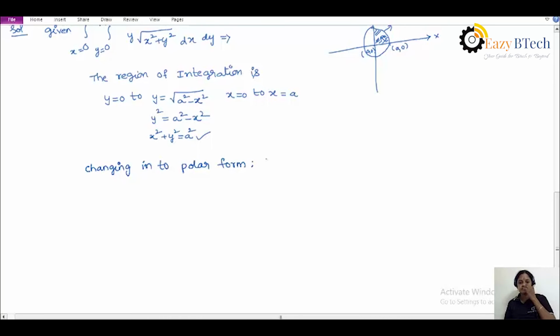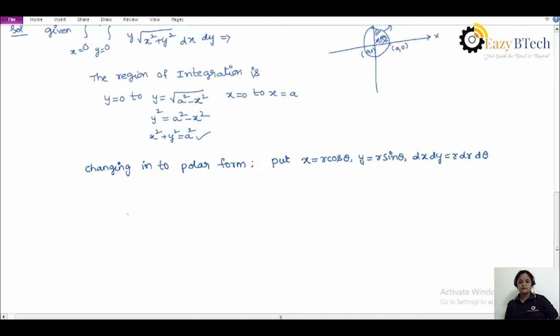So we know the substitutions here. Put x is equal to r cos theta. And next one, y is equal to r sin theta. And again, dx dy is equal to r dr d theta. These are the main three substitutions we are using to change Cartesian form to polar form.